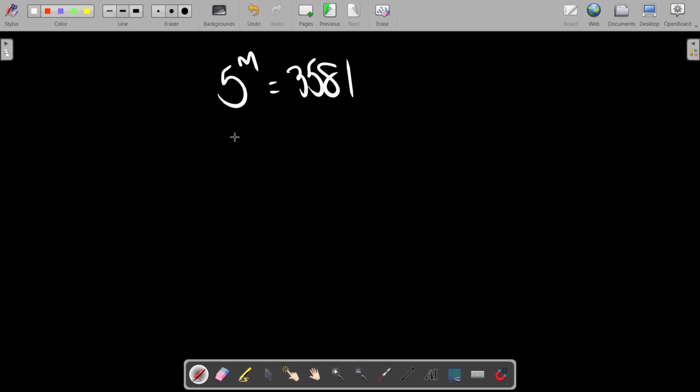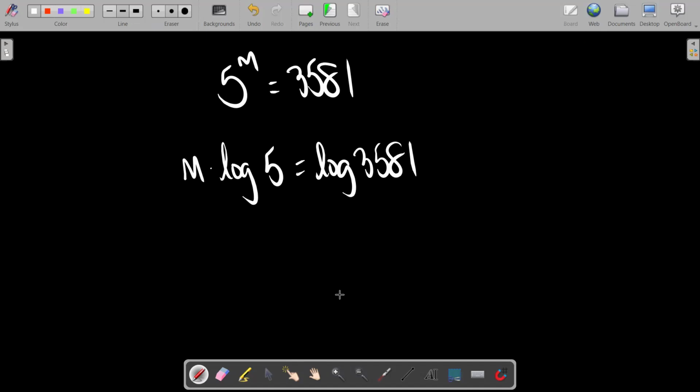I'm good. But what happens is we get m times the log of 5 equals the log of 3581. And then you just divide both sides. So like Landon said, you could look back up here and already see the writing on the wall and just get ahead of the problem and just divide it. So we're going to do log of 3581, close parentheses, divided by log of 5, close parentheses, and I got 5.0846.